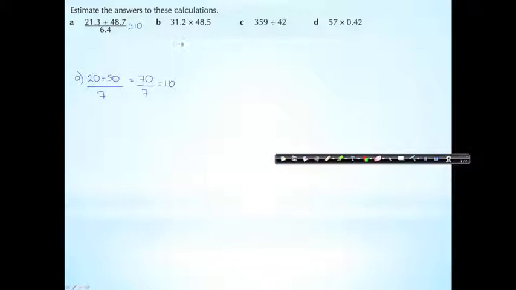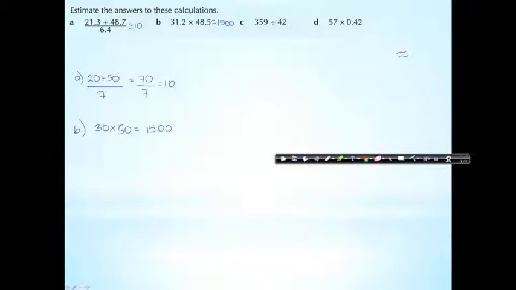For part B, 31.2, that's close to 30. So I've got 30 times 48.5, which is close to 50. Okay, so when I work this out, it's going to be 1,500. So this is approximately 1,500. Okay, and when we write approximately, we can do this symbol here, which is two squiggly equal signs.